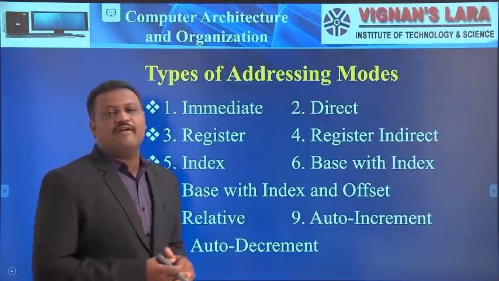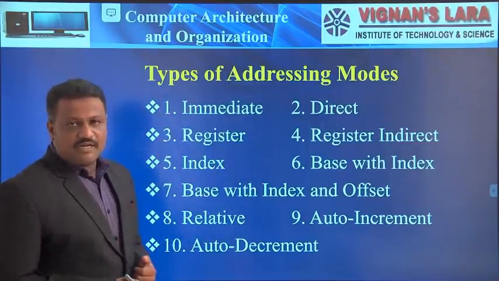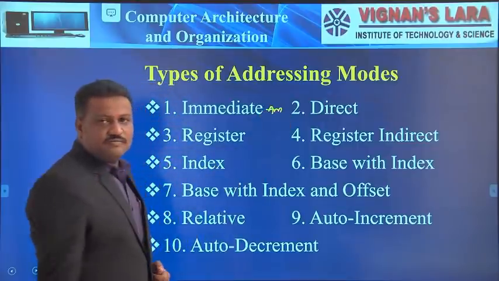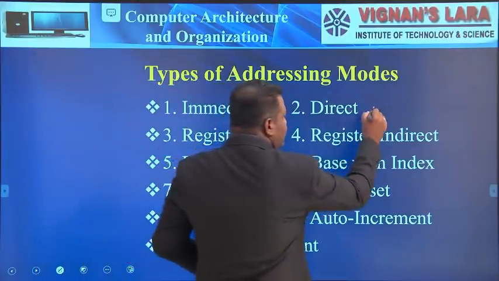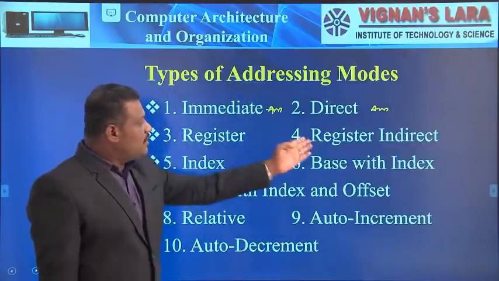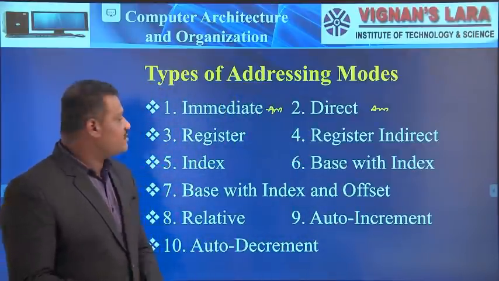What are the 10 different addressing modes? The first one is immediate addressing mode. The second one is direct addressing mode. Third one is register addressing mode. Fourth one is register indirect addressing mode.